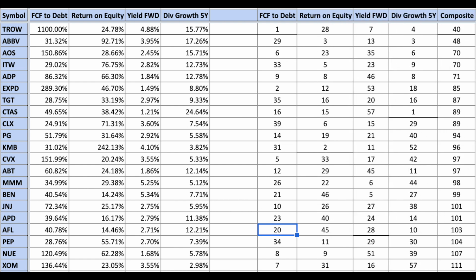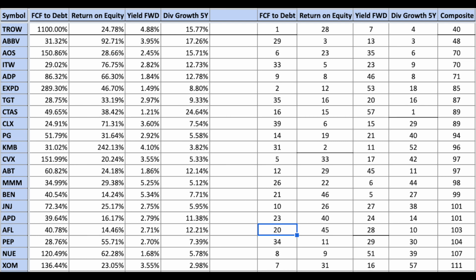I then sorted the data in ascending order by composite score, since the aristocrats with the lowest score are the ones that rank the best overall. The data is current as of October 14th, and here are the results. T. Rowe Price Group ranked the best overall with a composite score of 40. It ranked the best in terms of free cash flow to total debt, 7th best in terms of forward dividend yield, and 4th best in terms of the dividend growth rate, with the poorest results coming from its return on equity that placed them as number 28 on the list.